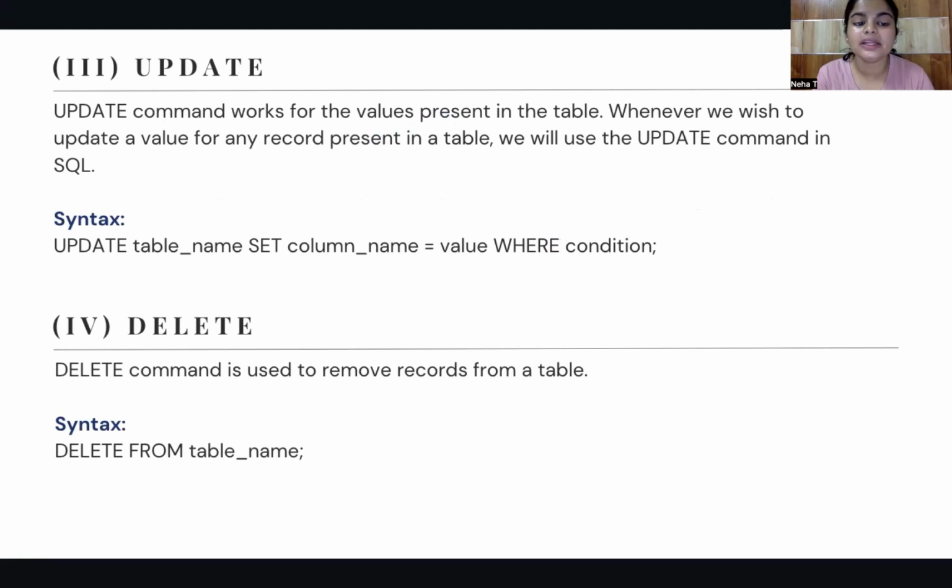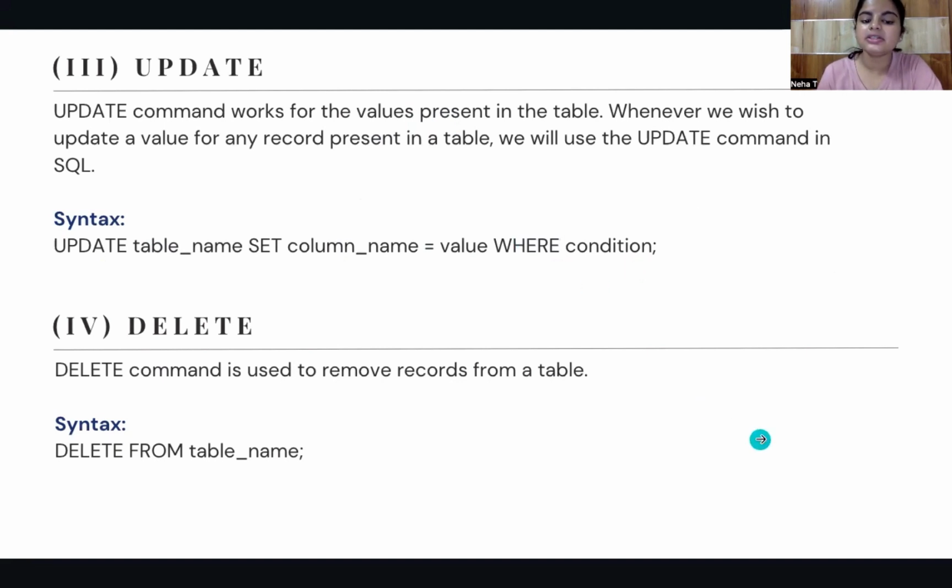Whenever we wish to update a value for any record present in the table, we will use the update command in SQL. So: update table name set column name equals value where condition. We're using the update command, the table name, set the column name where we want to update, equals value, where condition. The condition is any given condition that we have, we can put it over there.